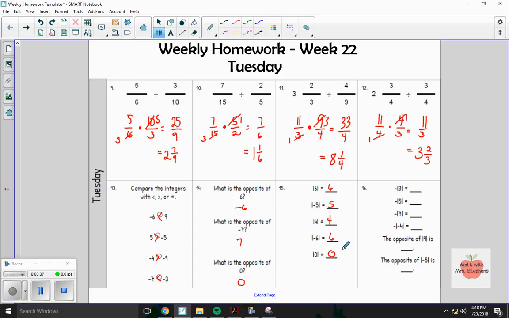Now on number 16, we have the opposite of the absolute value of 3. The opposite of the absolute value of 3 is -3. The opposite of the absolute value of 5 is -5. The opposite of the absolute value of 7 is -7. And the opposite of the absolute value of -4 is -4. The opposite of absolute value of 9 is -9. The opposite of the absolute value of -5 is -5.